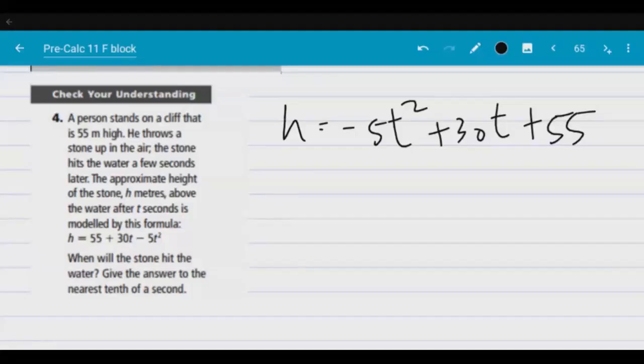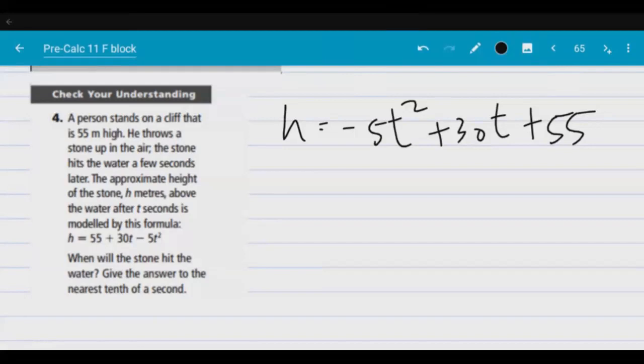All right, guys, so this is the last check understanding. This is a word problem. Here we go. A person stands on a cliff that is 55 meters high. He throws a stone up in the air. The stone hits the water a few seconds later. The approximate height of the stone, h meters above the water, after t seconds is modeled by this formula. When will the stone hit the water? Give the answer to the nearest tenth of a second.